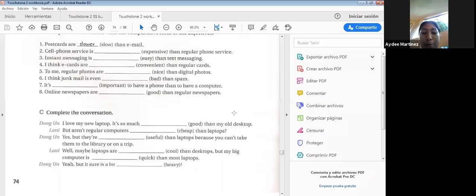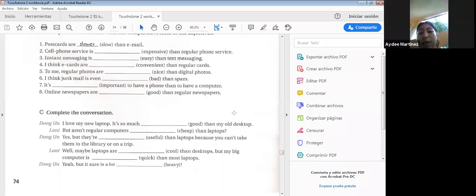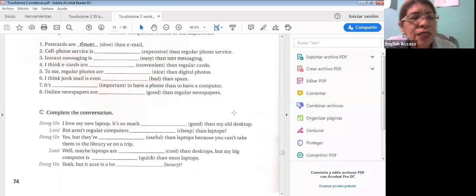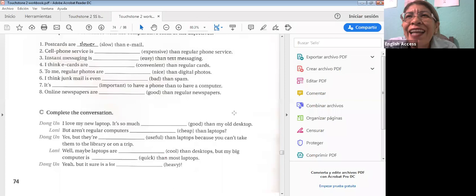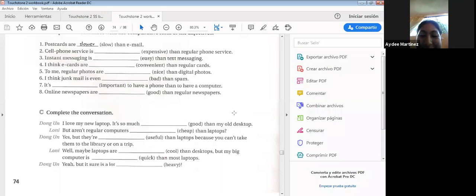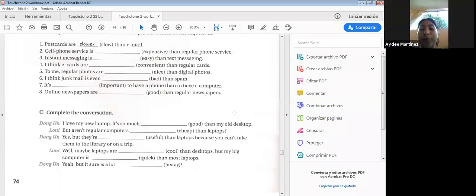I love my new laptop. It's so much good than my old desktop. It's so much good. Once again, Aide, we're using comparative adjectives. Better than my old desktop.